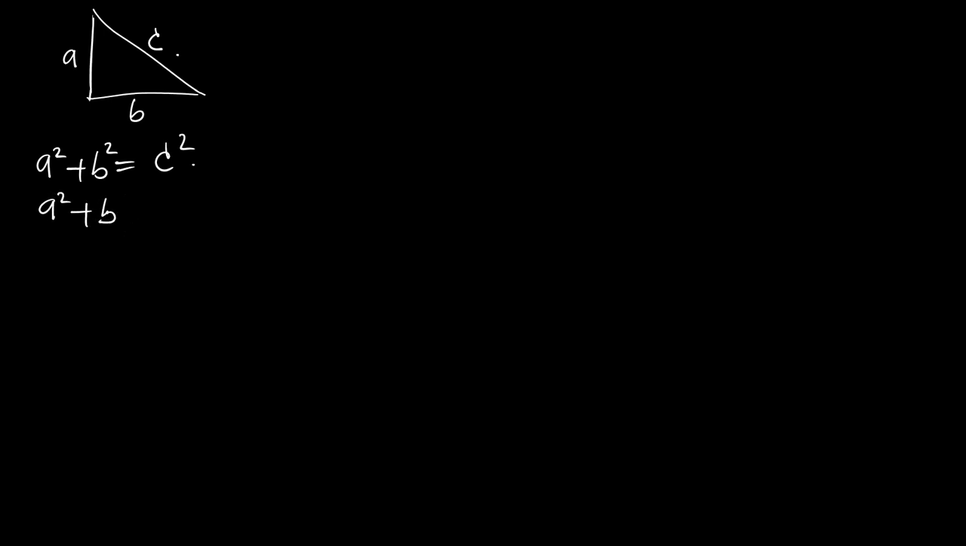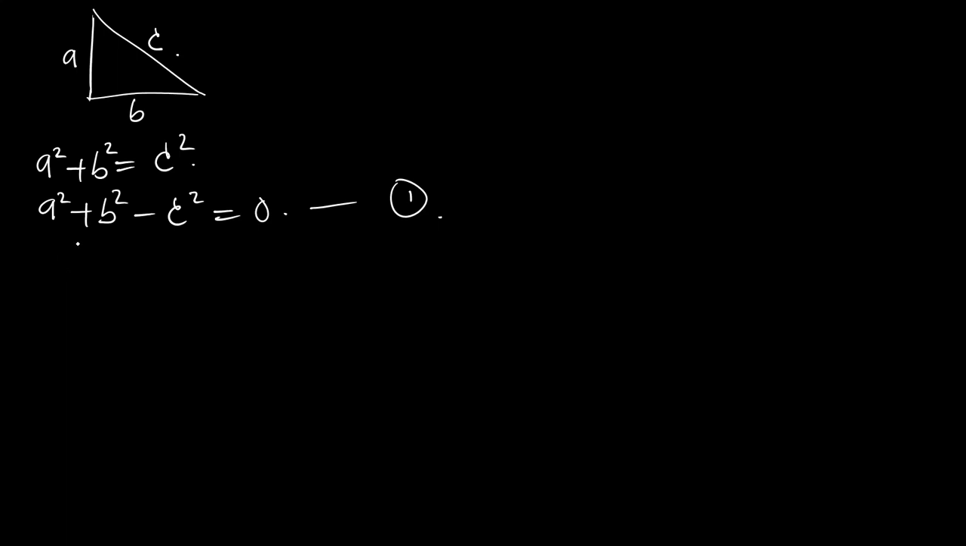Now, you know that, let me draw the triangle. Let's say this side is A, this side is B, this side is C. Now using Pythagoras theorem, you have A squared plus B squared is equal to C squared. Meaning that A squared plus B squared minus C squared is equal to 0.